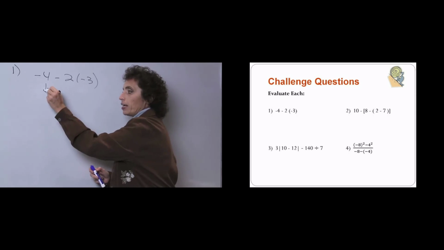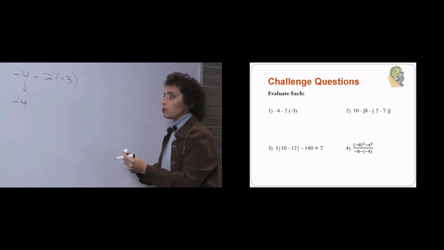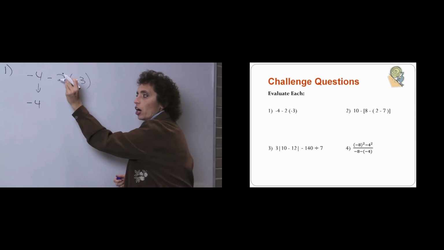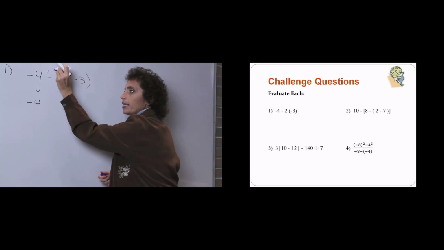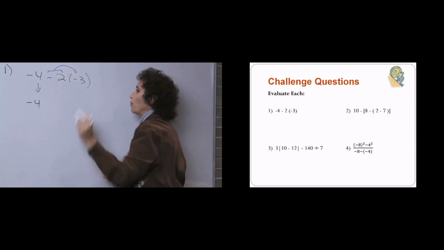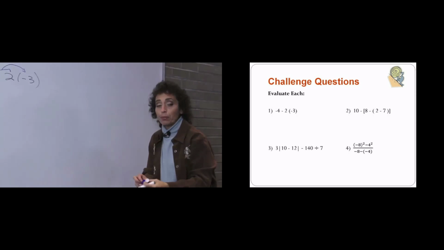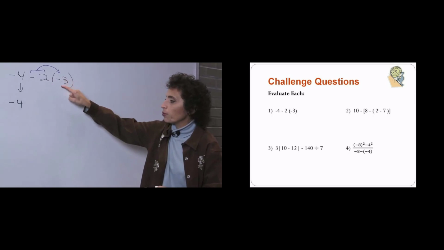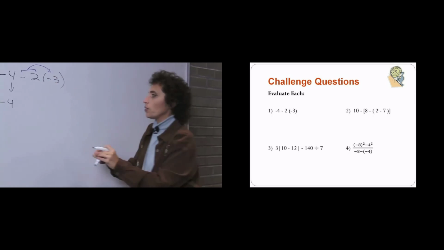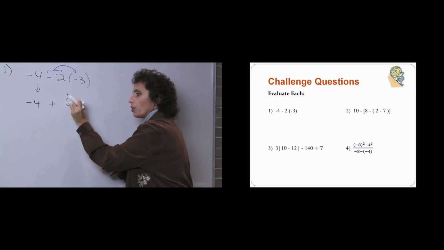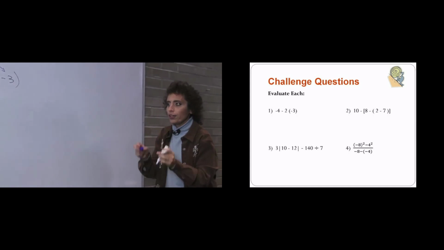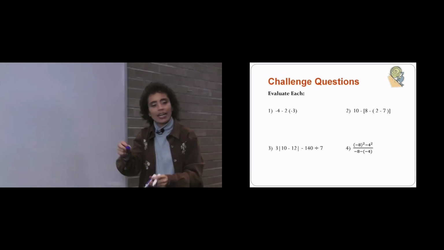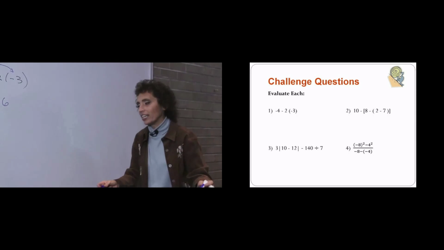I'm going to bring down the -4, but now when I multiply, I'm going to take the sign with the number. So I'm multiplying -2 times -3. I'm not distributing. I just wanted to show you that. Remember, distributing is something else. Okay, -2 times -3. A negative times a negative is a +6. So take the sign with the number. Once you do that, you will not have that sign issue.